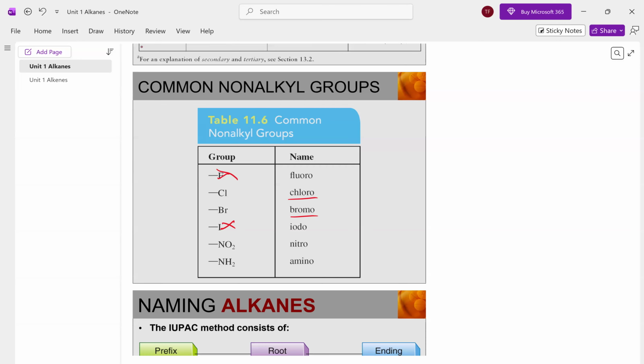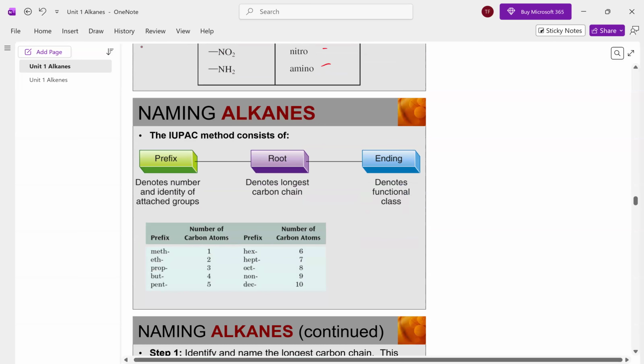Okay, nitro and amino. I'm going to get into those in follow-on units. Okay, so anyway, bottom line is these are all branches. Okay, so here are the three parts of naming. Now, there are two ways to name. IUPAC, International Union of Pure and Applied Chemists.